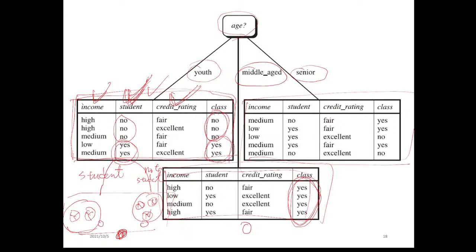And then again, for the senior people, you need to compute which of the 3 features gives you the largest information gain, and you will use that feature to split people into groups and continue.